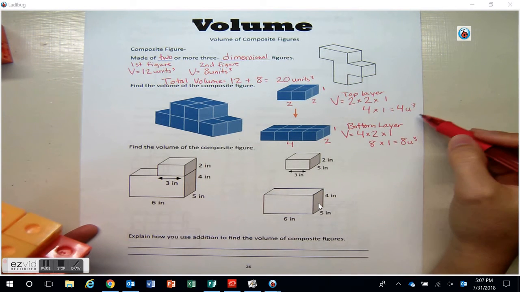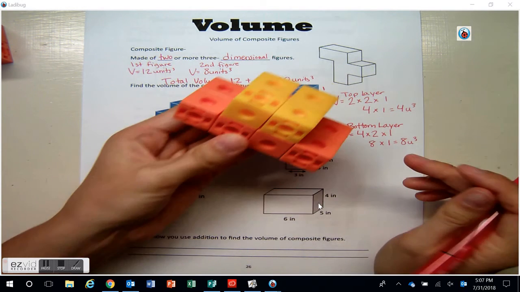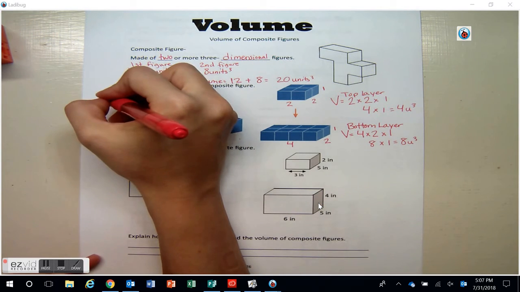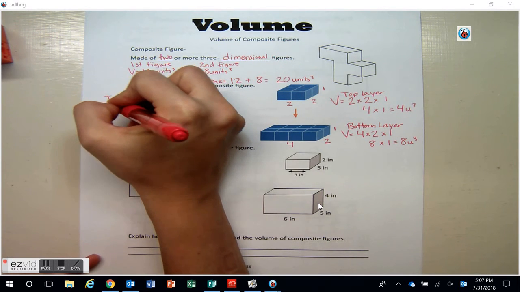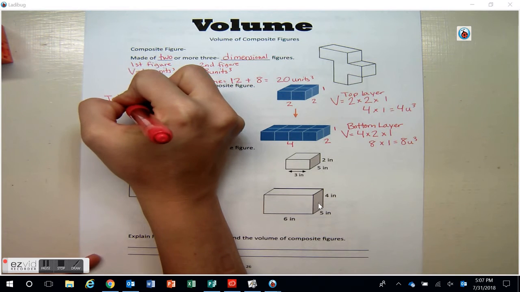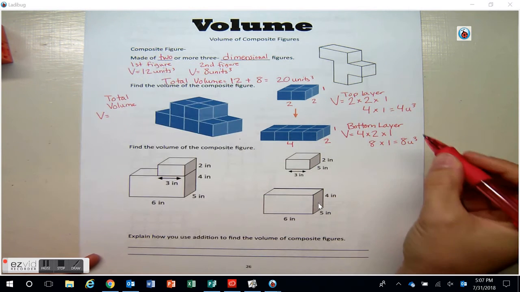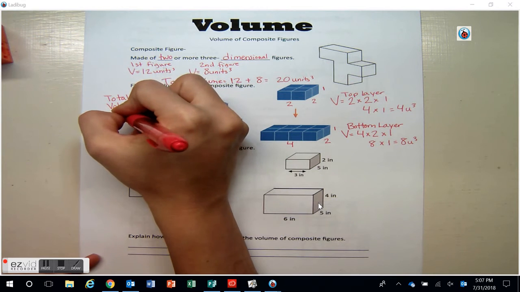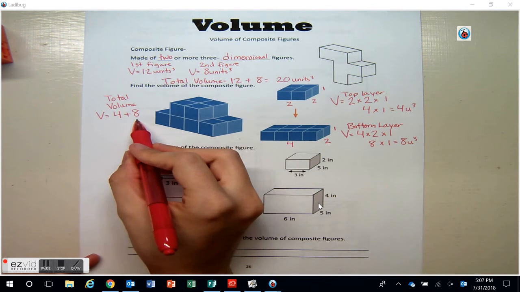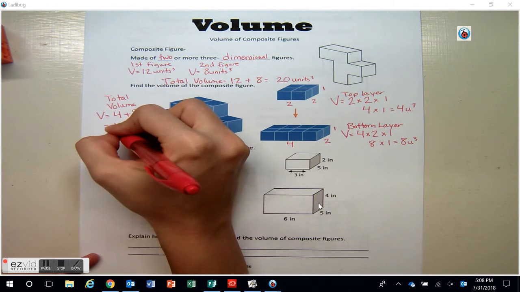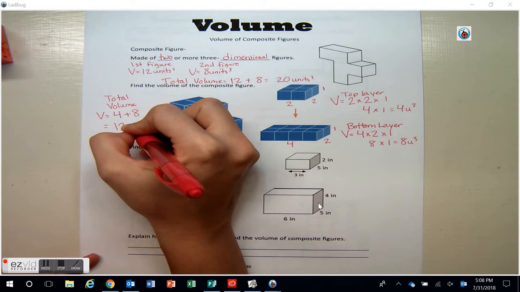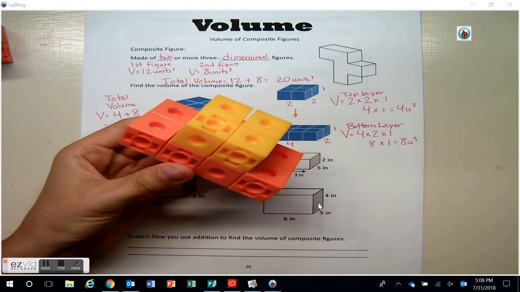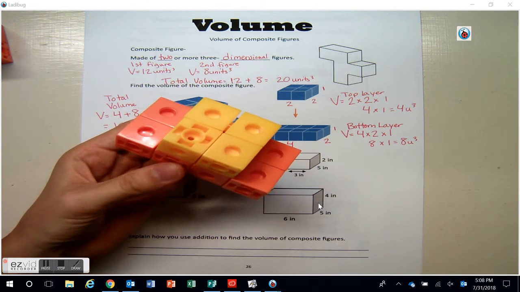What's the volume of the composite figure, and how do we know? Well, if my bottom layer had a volume of 8 units cubed, and my top layer had a volume of 4 units cubed, I know that I can take each volume and add them together. So over here, let's write total volume.